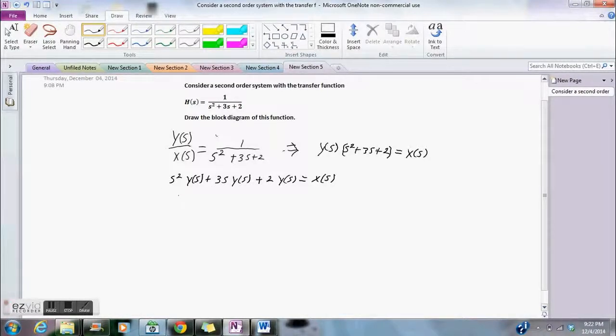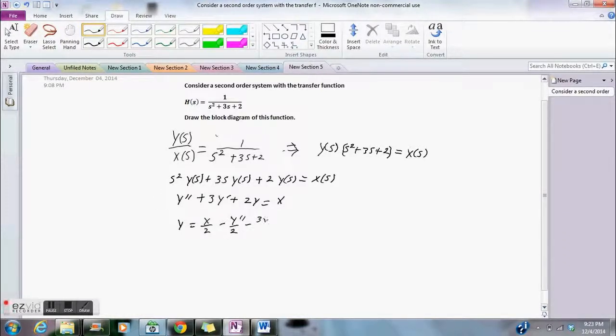So since we have s squared times Y of s, that would be turned into Y double prime plus 3Y prime plus 2Y equals X. All right, and this right here is our LCCDE, because we have all of our Y terms on one side and all of our X terms on the other, and that's what LCCDE is.